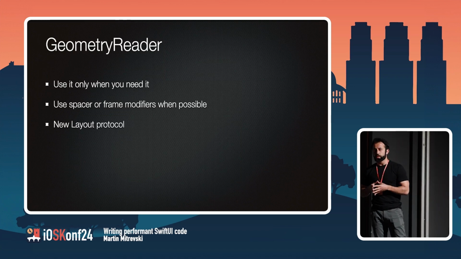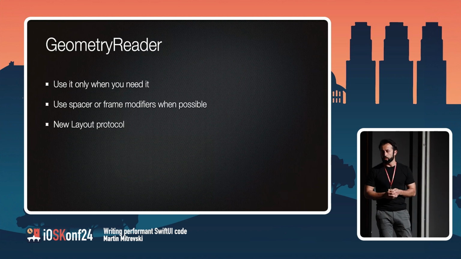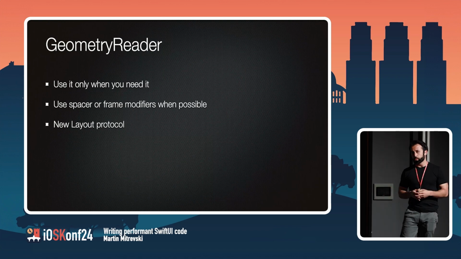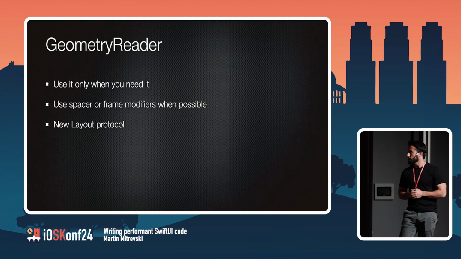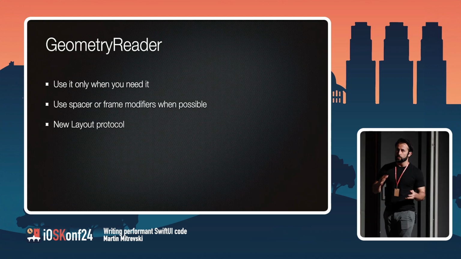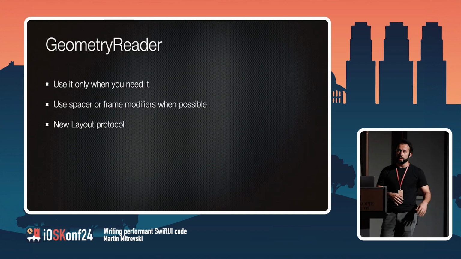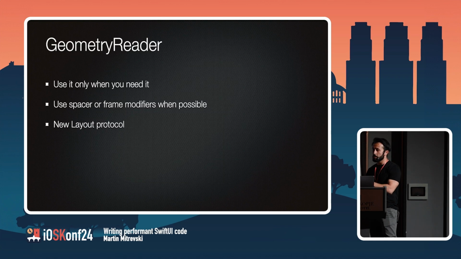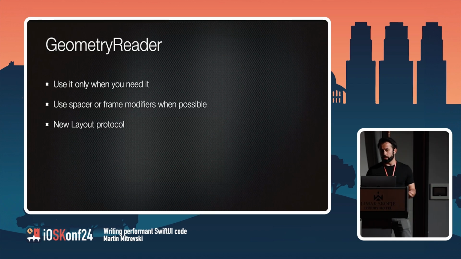So try to use spacers or frame modifiers when you want to do some frame calculations, or the new Layout protocol, which is very powerful. In some cases, the GeometryReader is still useful, but try to use only one. Try to organize the code in a way that you only have one GeometryReader, and not put it in every item as a background, which people usually do a lot. If you run this with thousands of elements, you will definitely have performance issues.